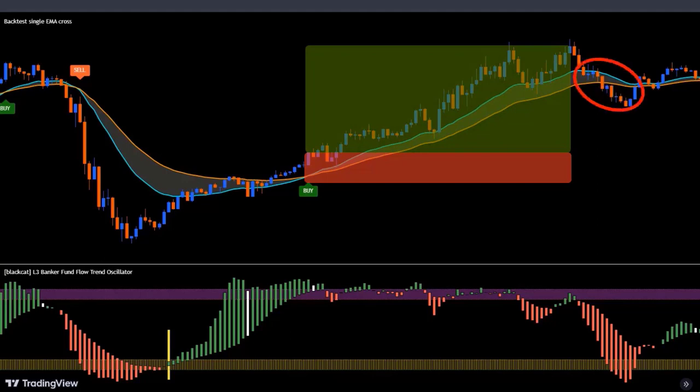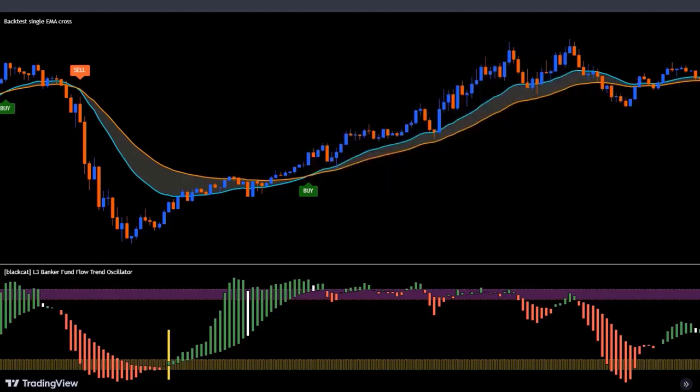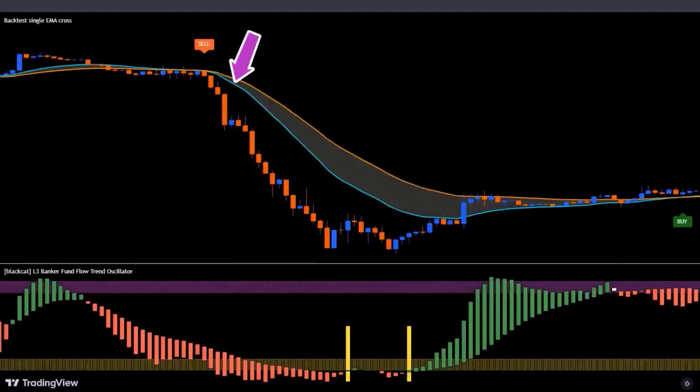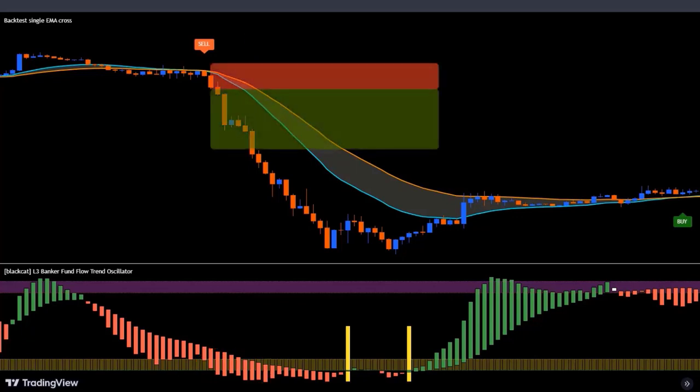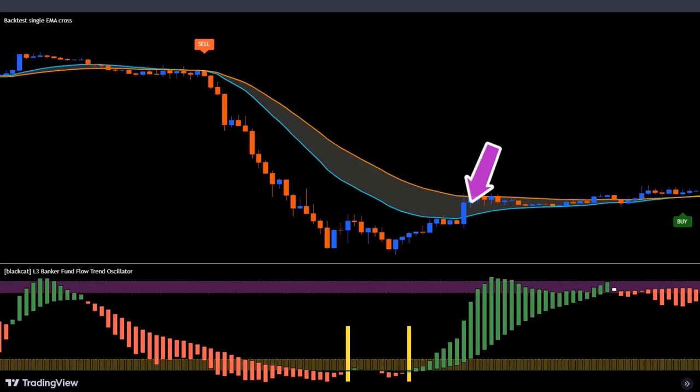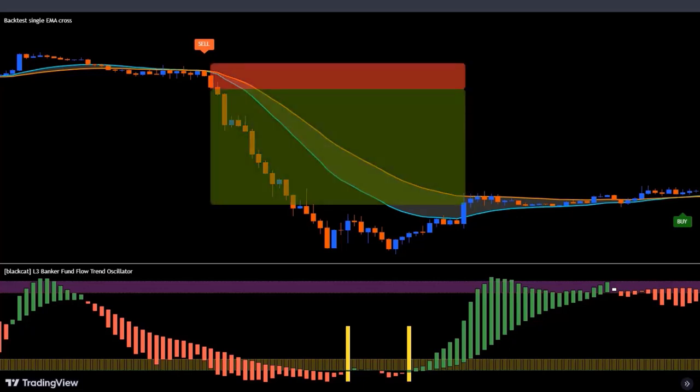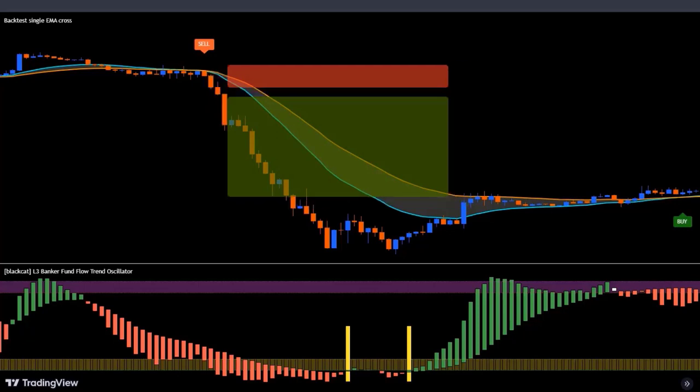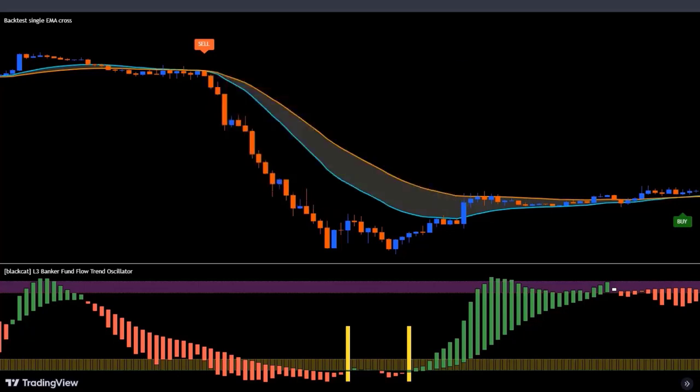So let's quickly see some examples. So here we have a short signal. Our entry will be this short signal because fund flow was also below 20. As I already told you, the conservative trader will book profit here with a target of 1:2. The second type of traders will book profits here. It is closing above the blue line. And the third type of trader will wait a little longer for the price to close above the orange line.